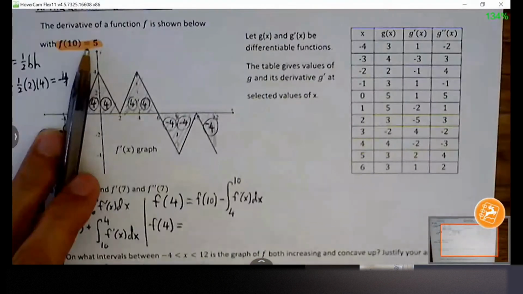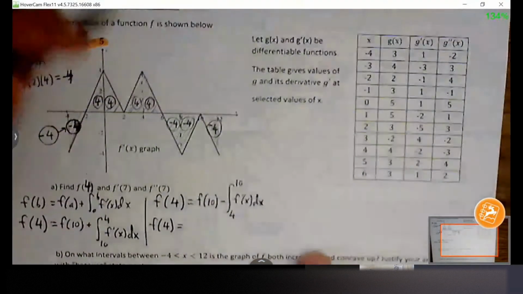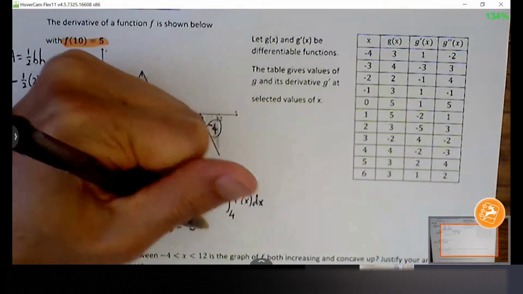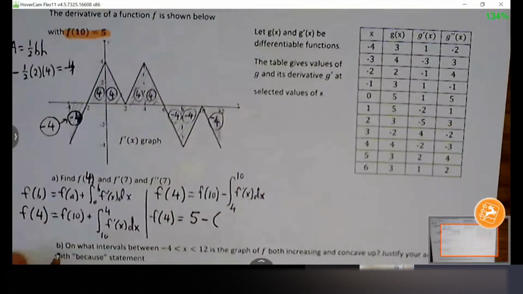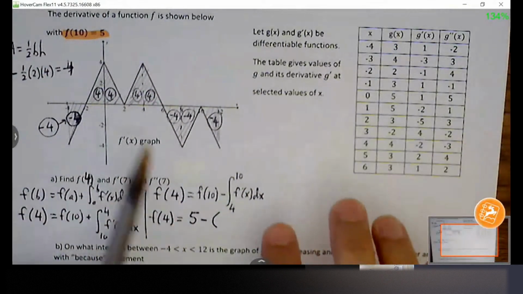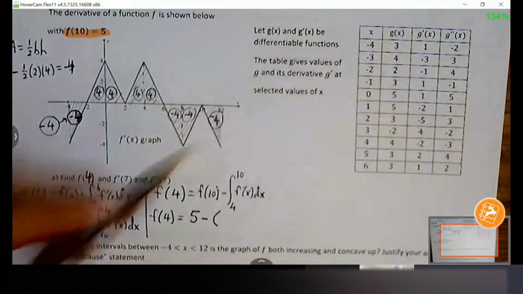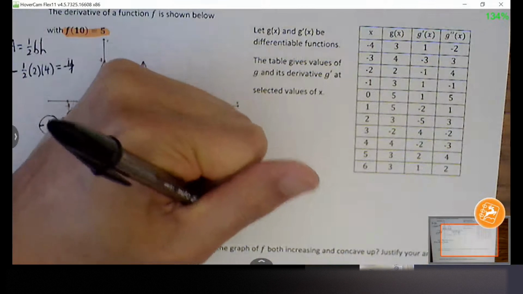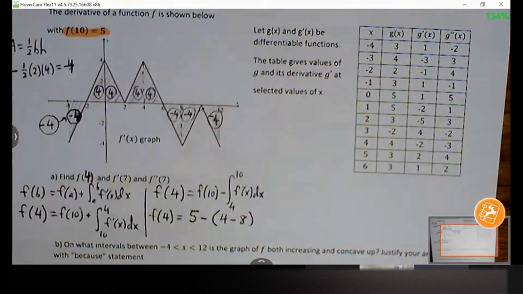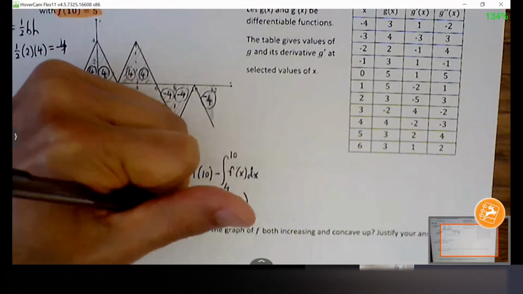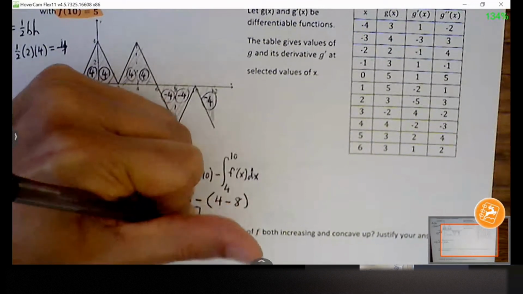So now we're ready to plug in, and get this down to a numeric value. From 4 to 10, I'm just going to read that region between 4 and 10. So 5 minus a negative 4. So f equals 9. f of 4 equals 9. So that's the first part.